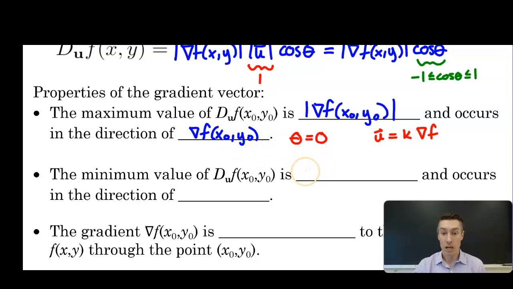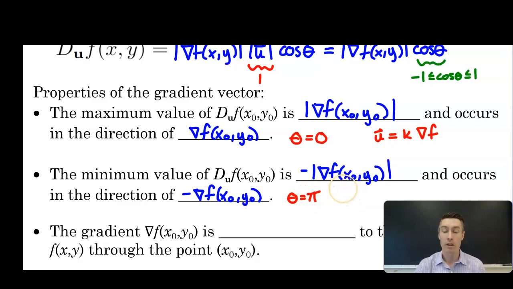And then for the minimum rate of change, it's the negation of the gradient vector at the point, and it occurs in the opposite direction of the gradient. And that's because we're using cosine to be -1, which means theta would be equal to pi. So the angle between the two vectors has to be pi. Again, they don't have to be the exact same vector. Okay, so let's say the gradient vector is (1, 1). We don't need the unit direction vector to be (-1, -1). We could pick a unit direction vector in that direction.